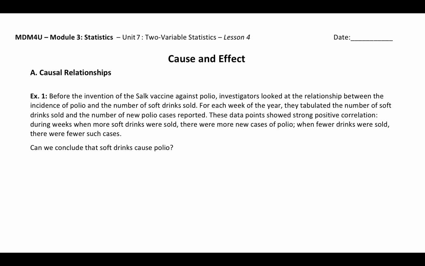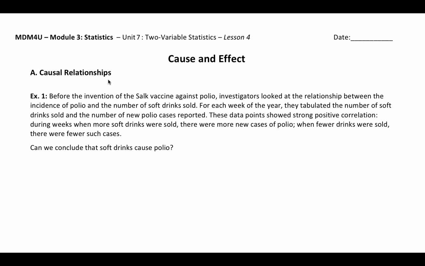We're talking about cause and effect, and really the difference between causal relationships and the different types of relationships that exist between sets of data, independent variables and dependent variables, and maybe some of the reasons behind the correlations that we've been looking at for the last few lessons. Correct. So, to begin, we're going to talk about causal relationships.